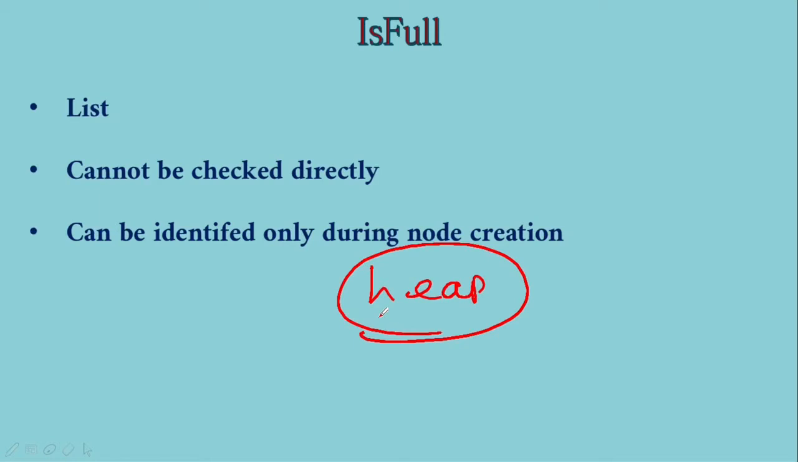So how can you identify that you cannot proceed or you cannot add any more nodes? You can check it only during the node creation. Until then it is not possible to check, and it is not possible to write it as a standalone function. So we cannot implement isFull for a linked list.